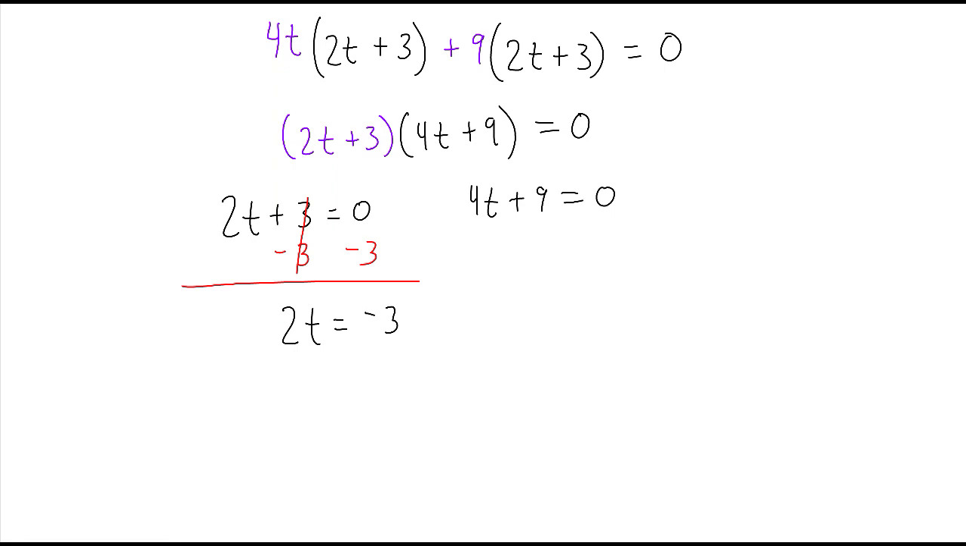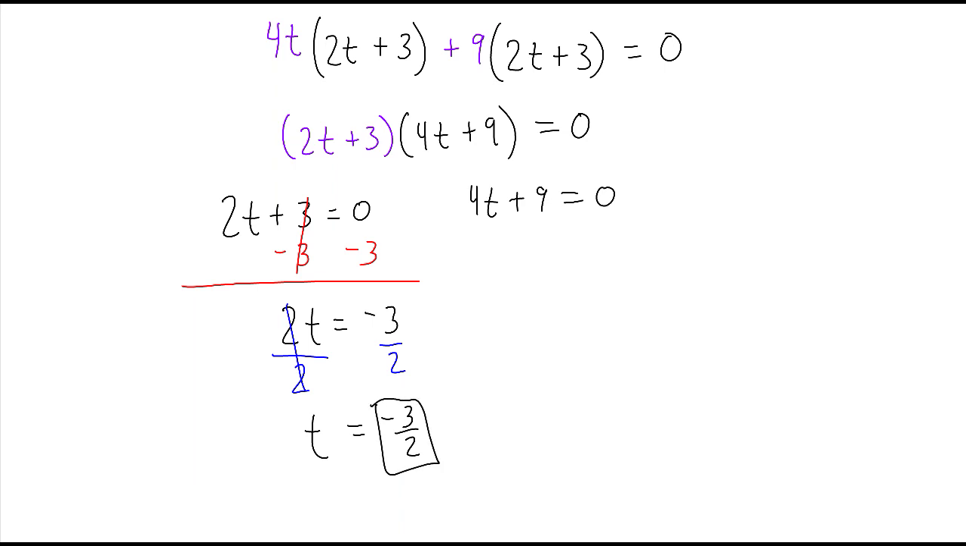Now I want to get rid of the 2 in 2 times t. Okay, 2 is a factor of 2 times t. Remember, you eliminate a factor by dividing by it. So 2 divided by 2 is 1. That leaves me with 1t, which is just t, equals negative 3 over 2.